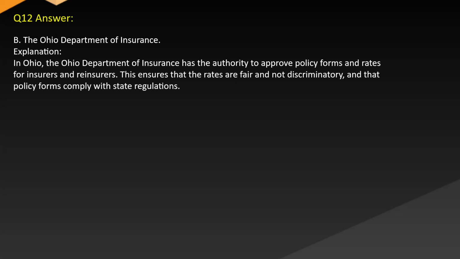The Ohio Department of Insurance. Explanation: In Ohio, the Ohio Department of Insurance has the authority to approve policy forms and rates for insurers and reinsurers. This ensures that the rates are fair and not discriminatory, and that policy forms comply with state regulations.